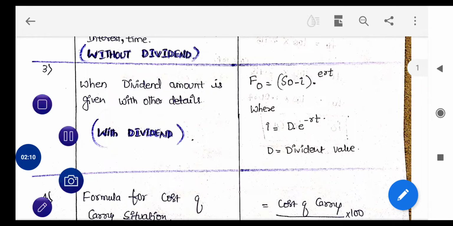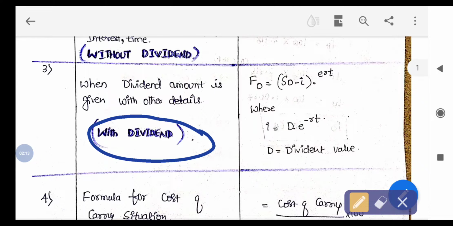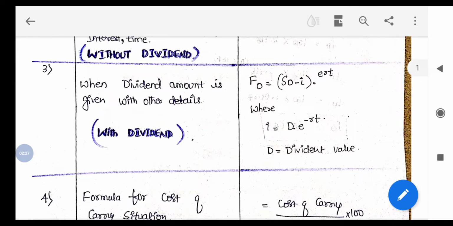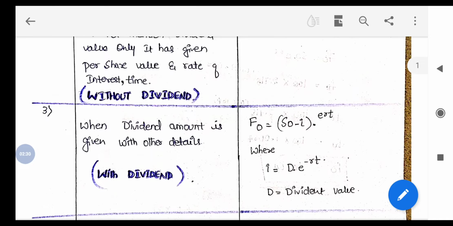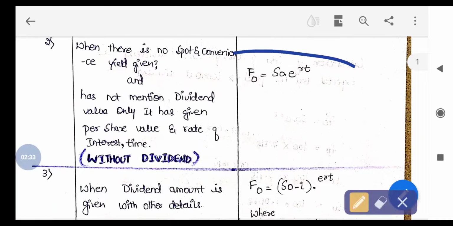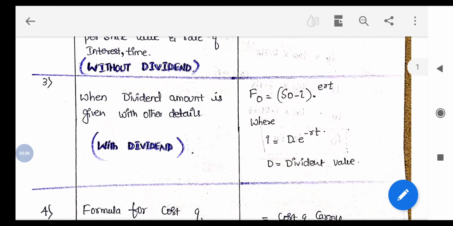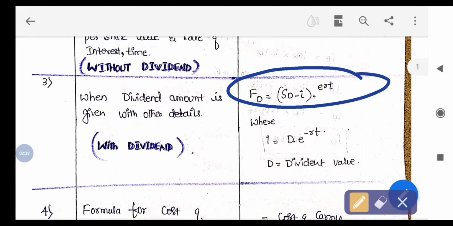So the third situation is when they have given a dividend amount. In the problem they have mentioned some forward contract or future contract, and some dividend per share. In that situation this formula is used. The above formula is for without dividend. If they have mentioned the dividend, this formula is used, where I equals D, that is dividend, into e, the log number, to the power of minus R, that is rate of interest, T means maturity.